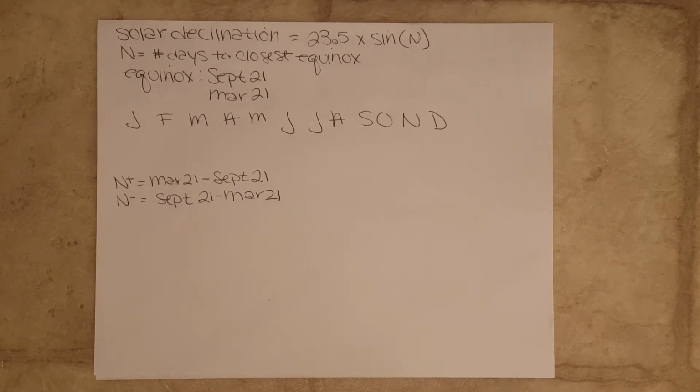On the 2 equinoxes, our solar declination is 0, meaning the sun is directly overhead of the equator. And so that's why we use that value. Rather than using the solstices, we're going to use those equinoxes. The next thing we need to know is how many days are in each month.